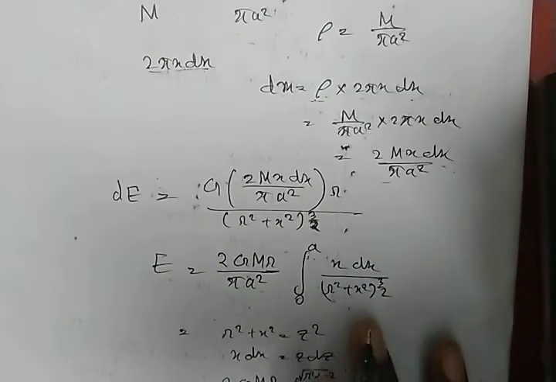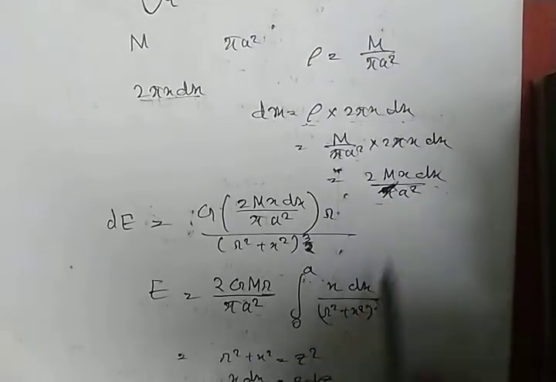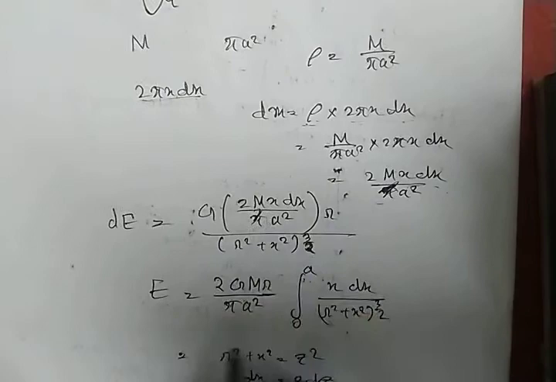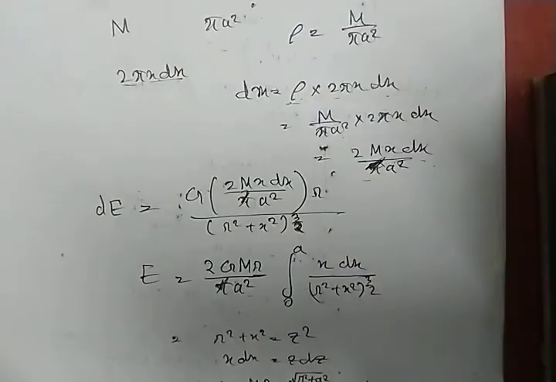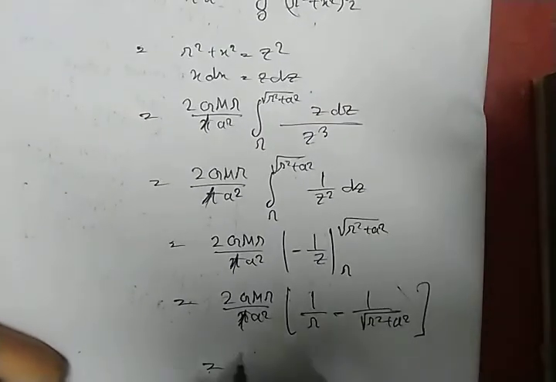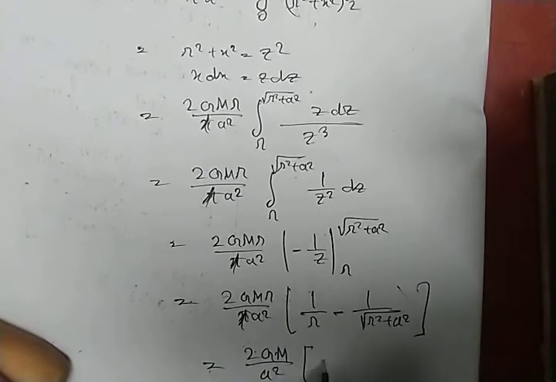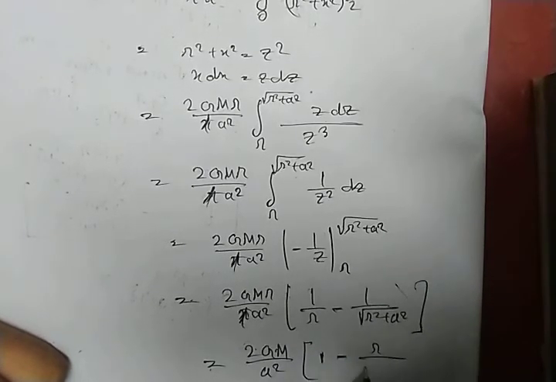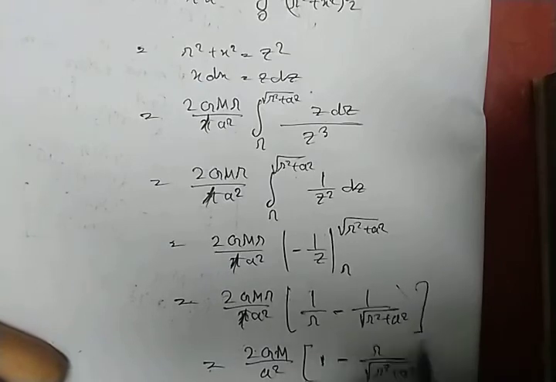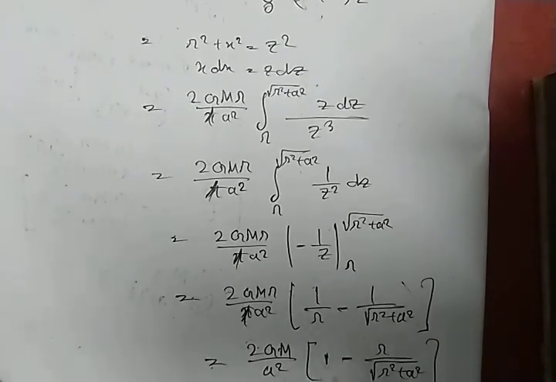Before that I need to remind you of a little thing. This is a mistake that I have made: I had not cancelled the pi here, so I'll do that now. I've cancelled the pi out. Now our result becomes 2 G M by a square times (1 minus r by root of r square plus a square). So this will be our answer, and I hope you like this.